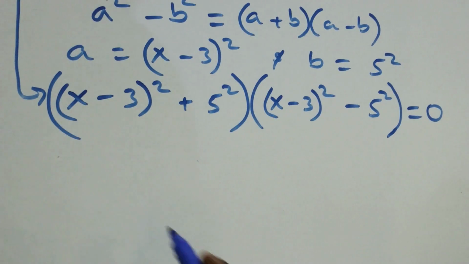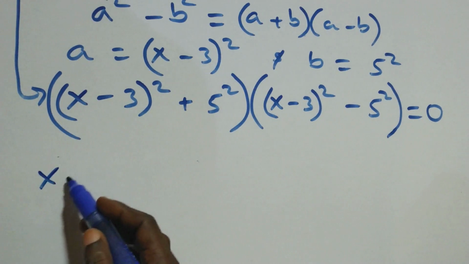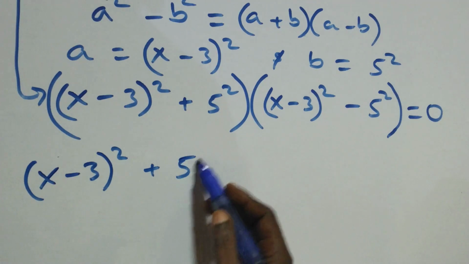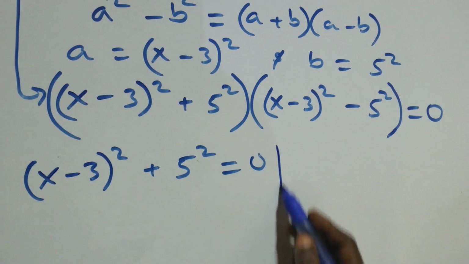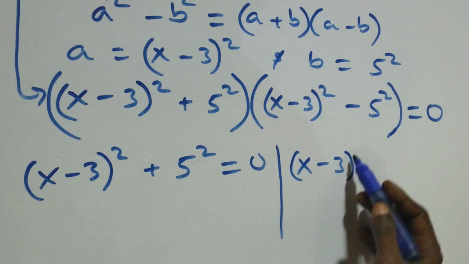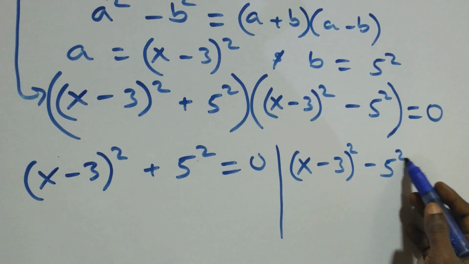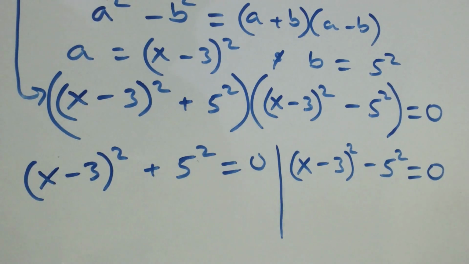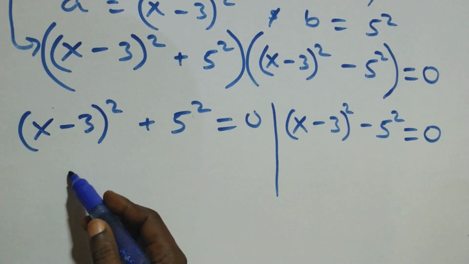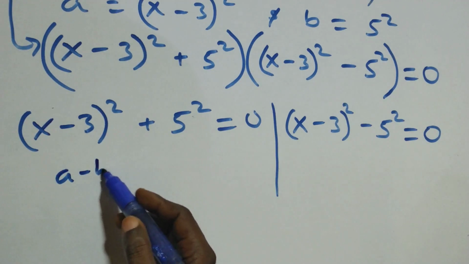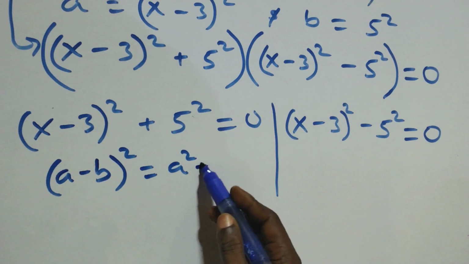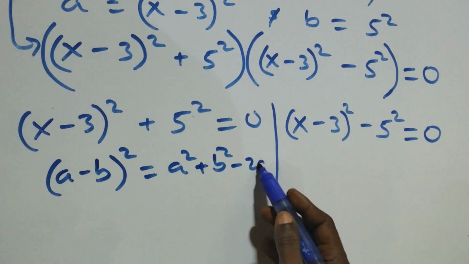Here we have two possible cases. The first one, (x minus 3) whole square plus 5 square equals to 0, or we have (x minus 3) whole square minus 5 squared equals to 0 here. Then when we solve from the first case here, we can expand this and we have the expansion here follows when we have (a minus b) all square, which is same thing as a square plus b square minus 2ab.